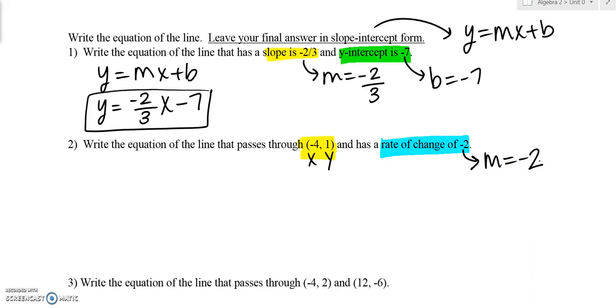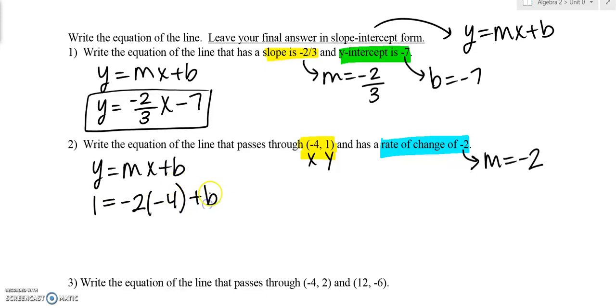A little bit different pieces of information, but that's okay. I want to remember that I'm working with y equals mx plus b. I know an x, I know a y, and I know an m. That's my slope. I'm going to substitute in all those values and see what I have. Y, I have 1. M is -2. X is -4. And I know nothing about b. B is kind of my unknown. But that's okay. I'm going to take a second here and solve for b.